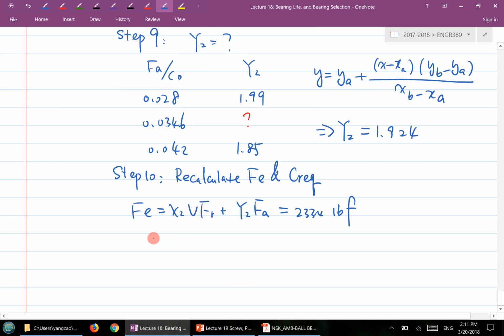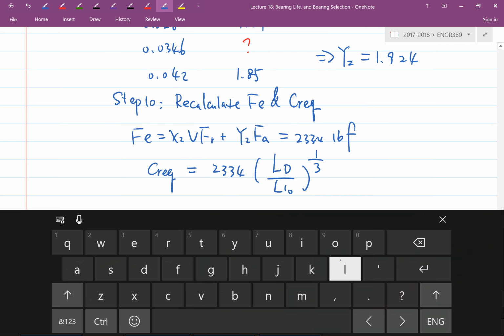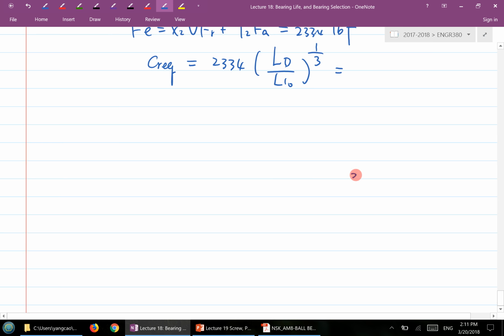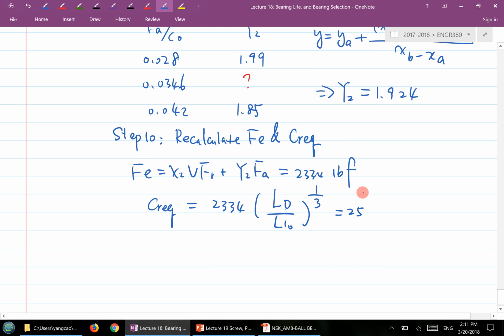With the updated FE, we can recalculate the C required. So LD over L10, 1 over 3, and this gives us 25985 pound-force. So the updated C required is this much, and this value is still less than the selected C10 value for the 6316 bearing. So basically it means 6316 is okay. This essentially means that with 2 iterations, we're okay with the original selection, 6316 here.